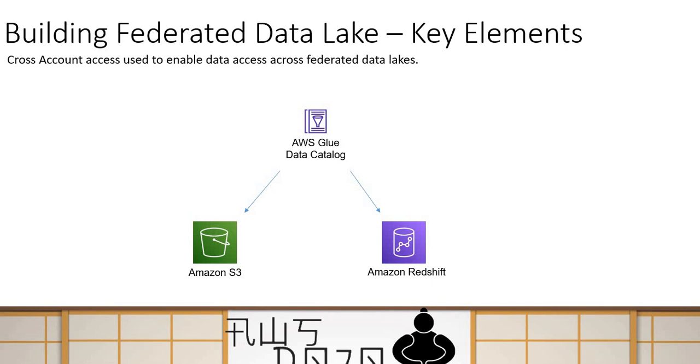Two storage mechanisms primarily used in your data lake are keeping your data in an S3 bucket or keeping your data in an Amazon Redshift cluster. And both of these services, Amazon S3 and Amazon Redshift cluster, provide a mechanism to enable cross-data lake access or cross-account access. So let's see how it works.